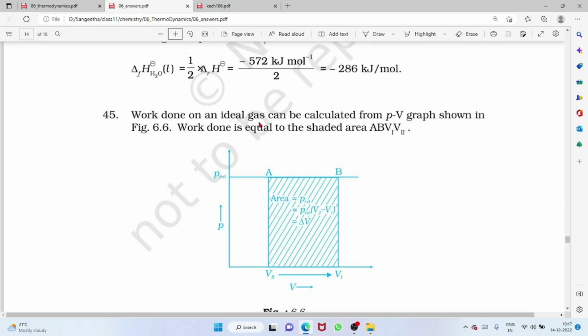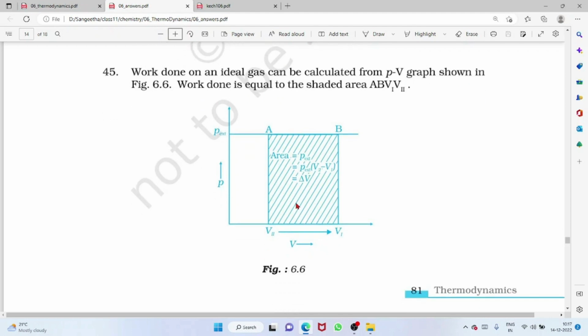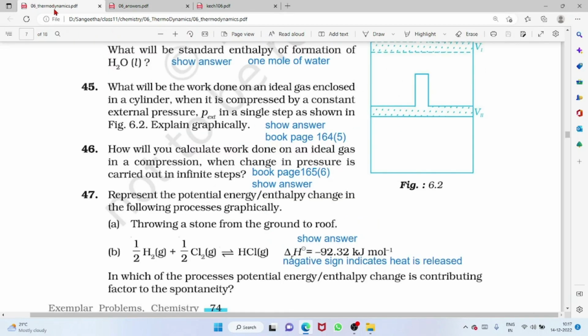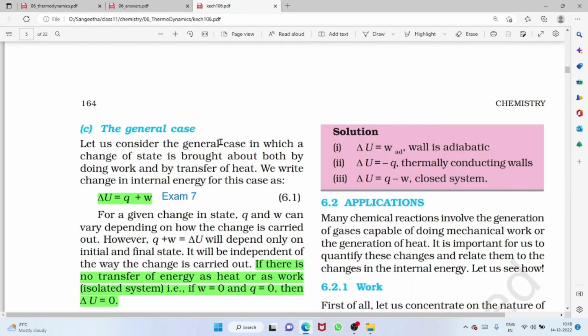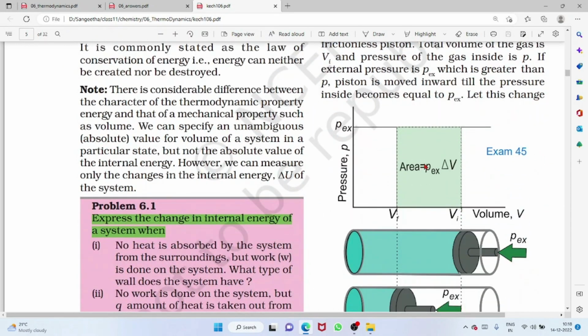Work done on an ideal gas can be calculated from the pressure-volume graph as shown here. Work done is equal to the area under this AB. This is also given in the book. This is for the single step. See, the area under this curve is the work done.